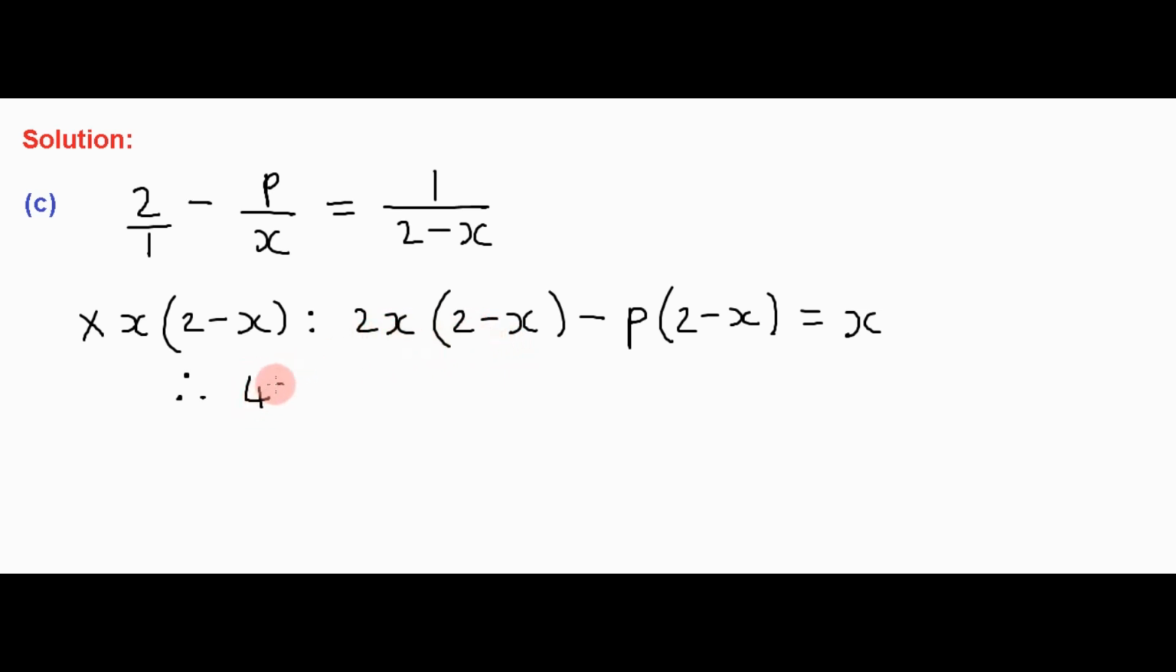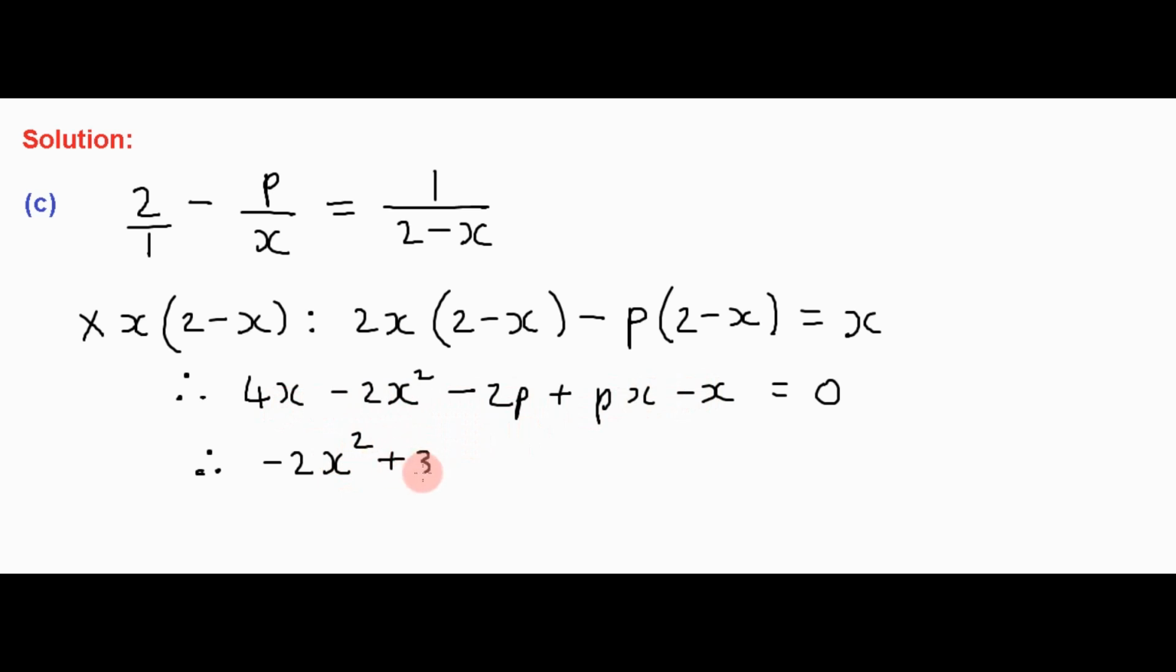We're going to multiply out on the left-hand side. So it's going to be 4x minus 2x squared minus 2p plus px. And I'm going to bring this x to the left-hand side as well. Now we can add like terms, and I'm going to rearrange the terms. I'm going to write first the term in x squared. Then 4x minus x is 3x. And then we also have plus px, and then minus 2p.